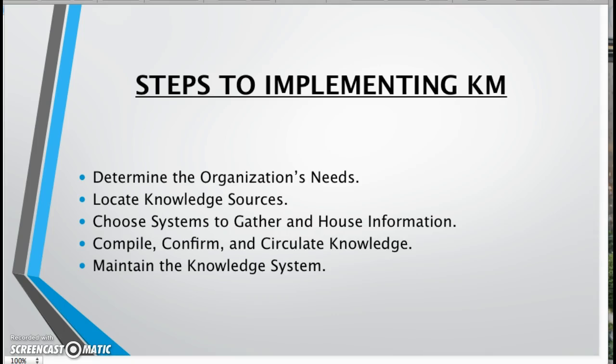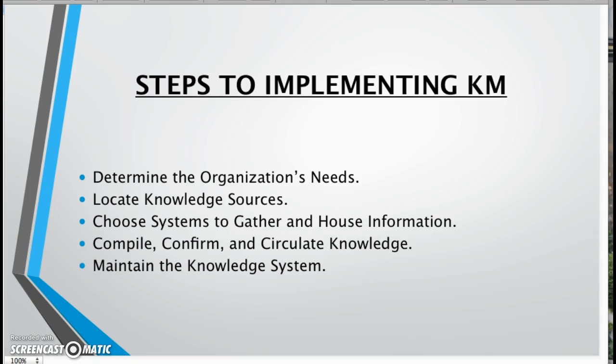Number one is determine the organization's needs. Number two, locate knowledge sources. Number three, choose systems to gather and house information. Number four, compile, confirm, and circulate knowledge. And number five is maintain the knowledge system.